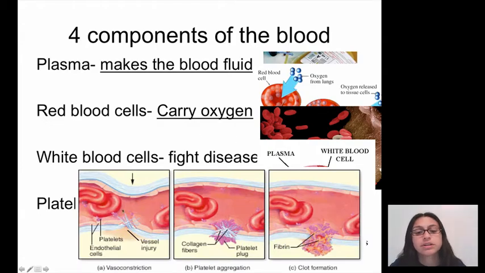Alright, so here's a picture here of a tear in the blood vessel. Blood starts to leak out. The platelets start sticking to it to form the initial plug, and then that triggers a whole series of events that will form a blood clot. And usually the scab, which you see on the outside, is a part of that blood clot.